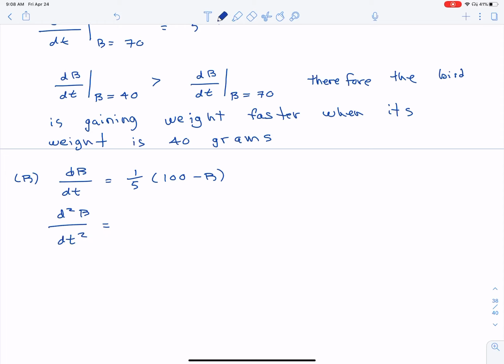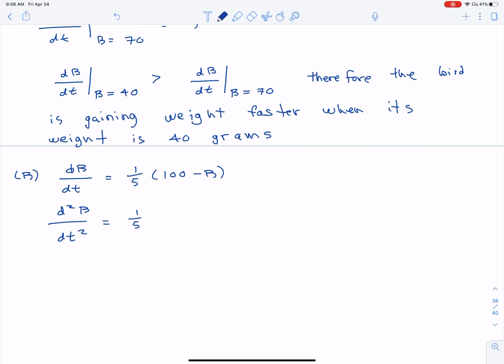Okay, so let's see. This 1/5 is a constant, so I'm going to take the constant and multiply it by the derivative of that 100 minus b. So this is going to be 1/5 times the derivative of that stuff. So the derivative of 100 is 0. The derivative of negative b is actually just negative dB dt.